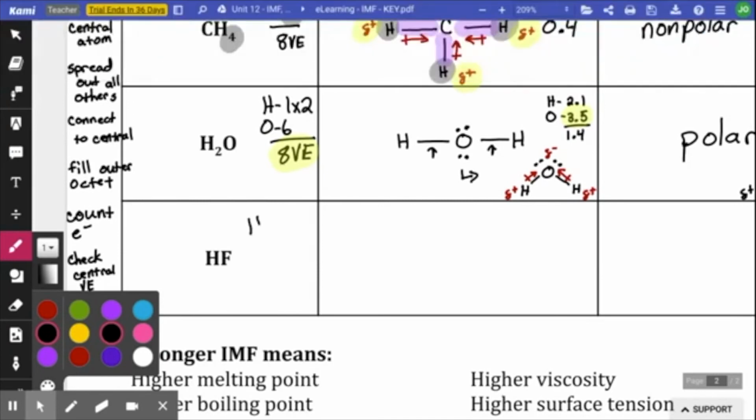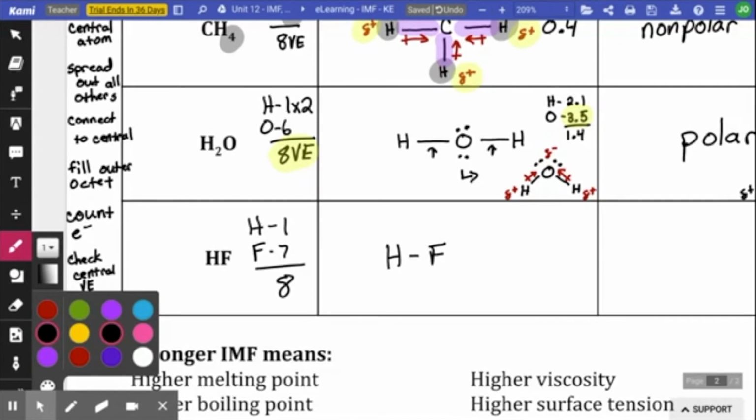So I have hydrogen. It's going to have 1 valence electron. Fluorine has 7. We've got a total of 8 valence electrons there. Okay, pick a central atom. Since there's 2 things, there can't be a central atom. So hydrogen is going to bond with fluorine. Next, we fill our outer octet.